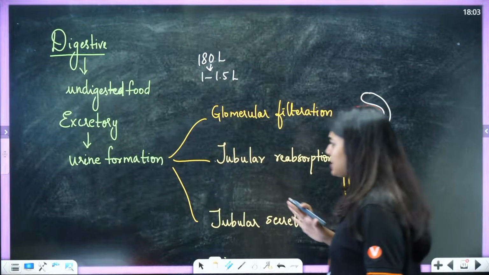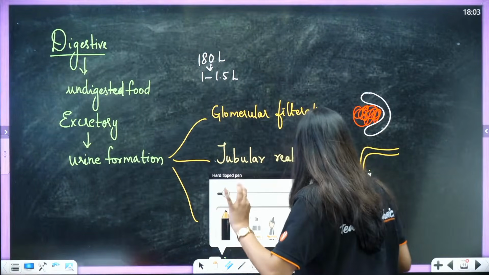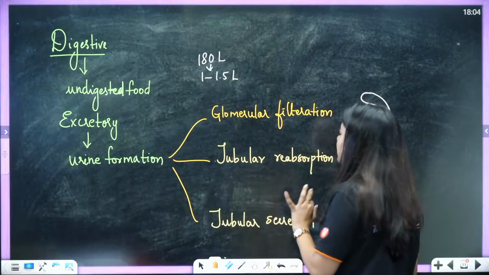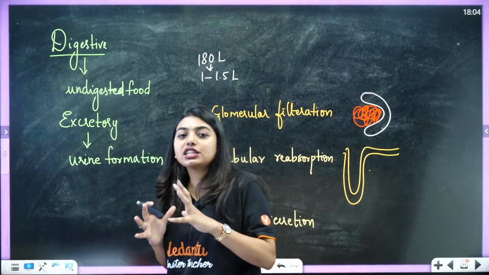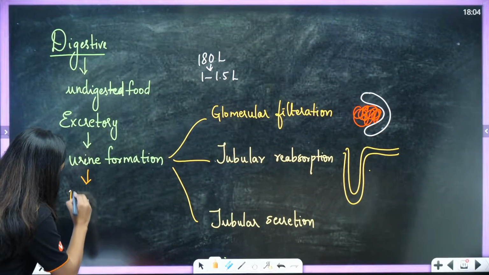That's all is your excretion. So you understood urine formation, right? Urine formation is what is your excretion. Undigested food, when it goes out, it's your digestion. So here micturition will happen.